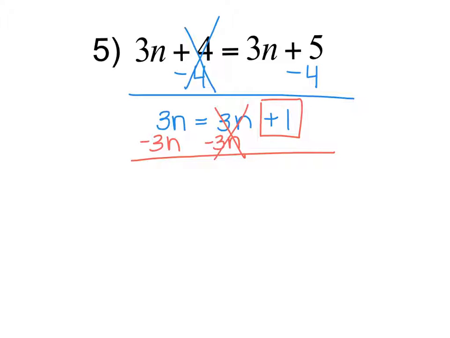On the right, they'll cancel out, leaving me with equals 1. But on the left, 3n minus 3n is 0. But now we have a problem. All of our variables canceled out, and we got something that doesn't make sense. 0 does not equal 1.